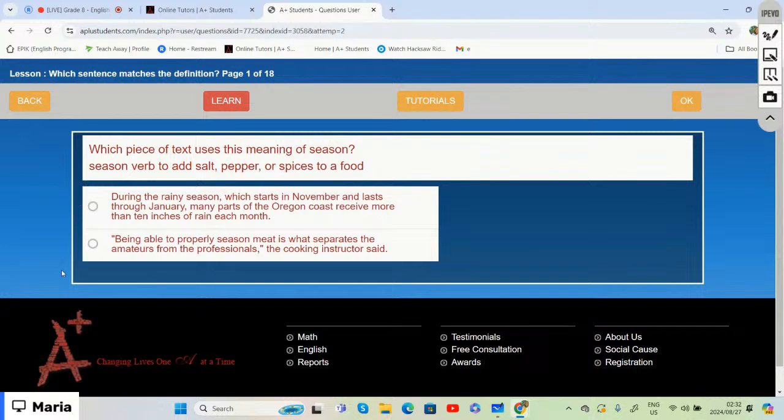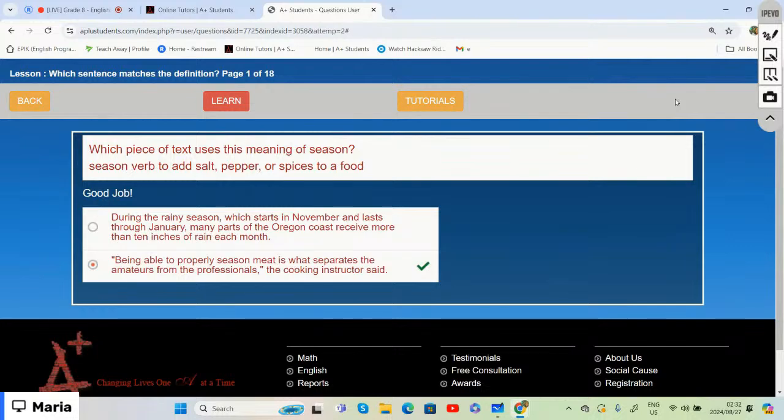All right, and if we were to choose the correct one, which is to season, to add salt, pepper, spices to food, we would say it is option two, being able to properly season meat is what separates amateurs from professionals. So that is option two. All right.